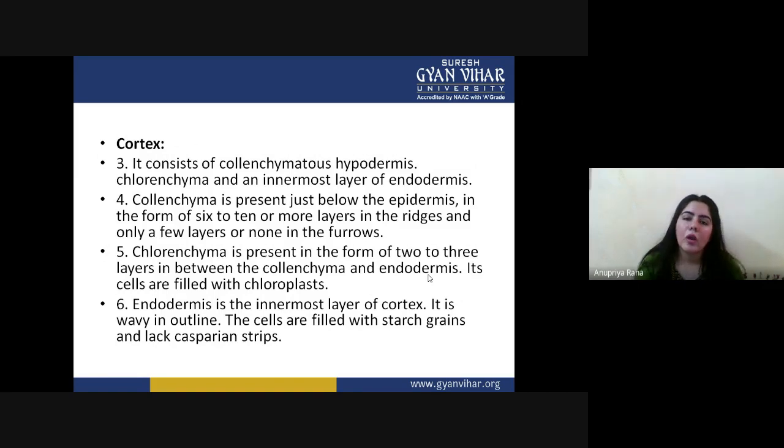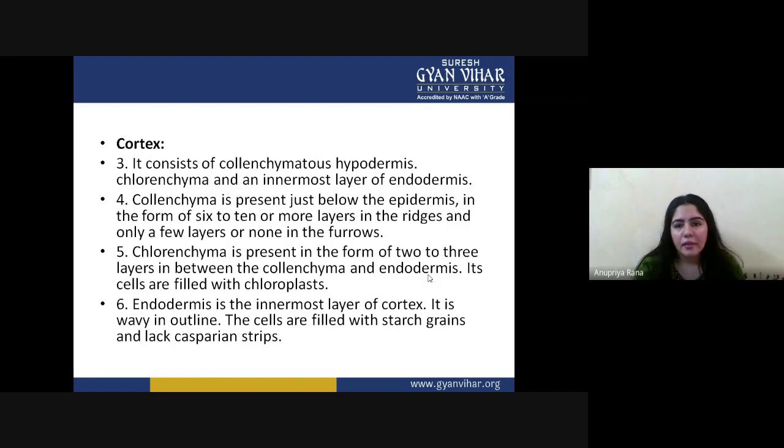What is the difference between collenchyma and parenchyma? They have thickening, but not evenly thickening. They just have thickening at certain points on the cell, and at that time we call them collenchyma. If they have thickening throughout the cell, we call them sclerenchyma cells. If they do not have any kind of thickening, we call them parenchyma cells. So here the hypodermis is collenchymatous, then chlorenchyma, and an innermost layer of endodermis.